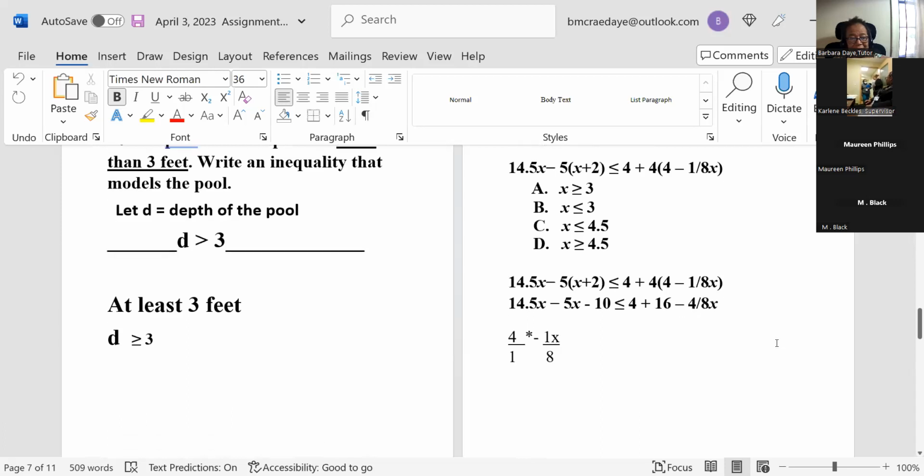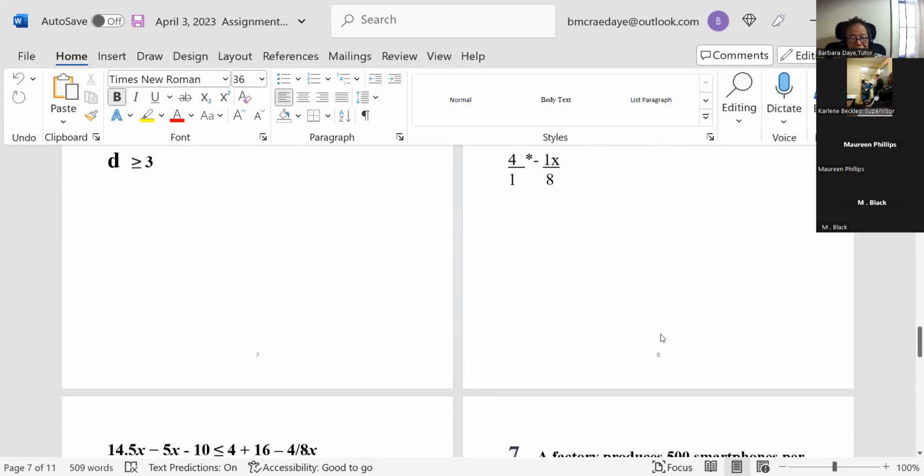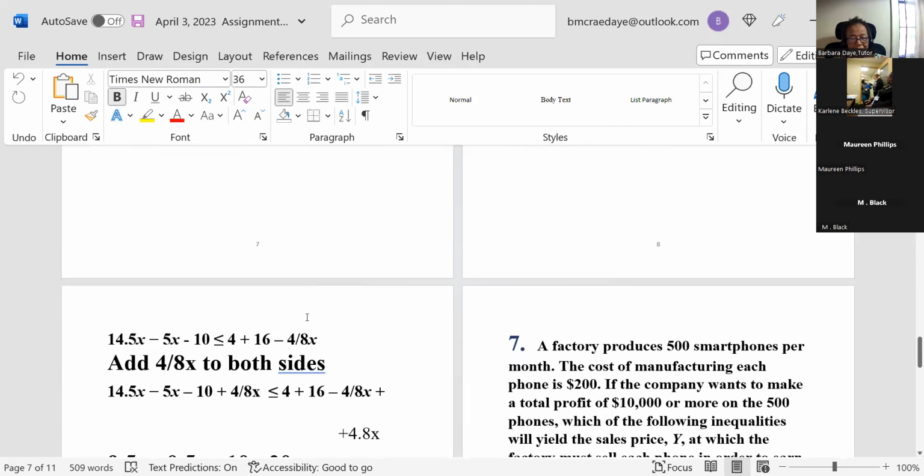And then after that, it's pretty much like the other problems we've been doing, where we combine the variables, we combine the constants.